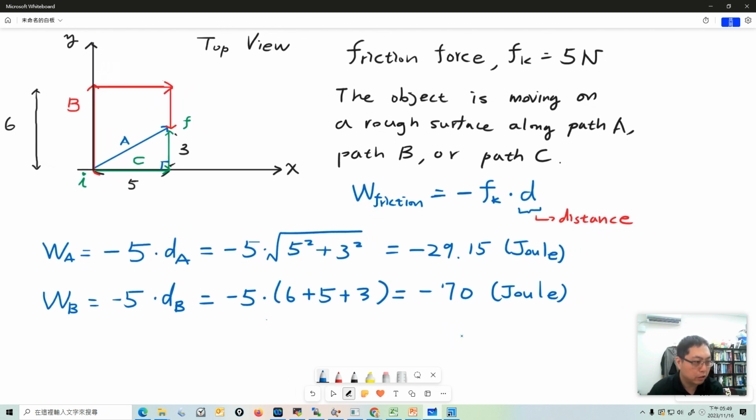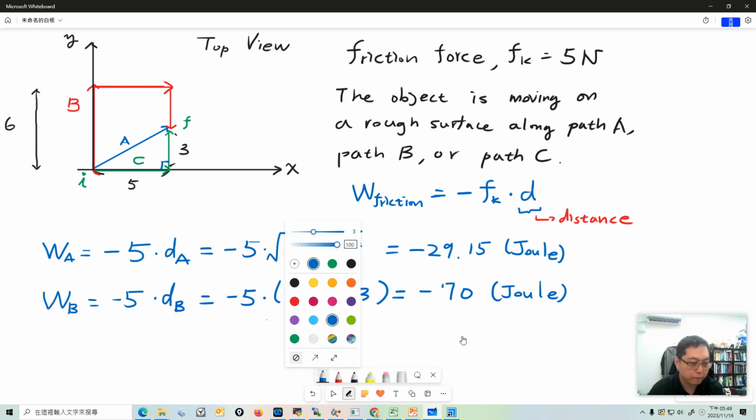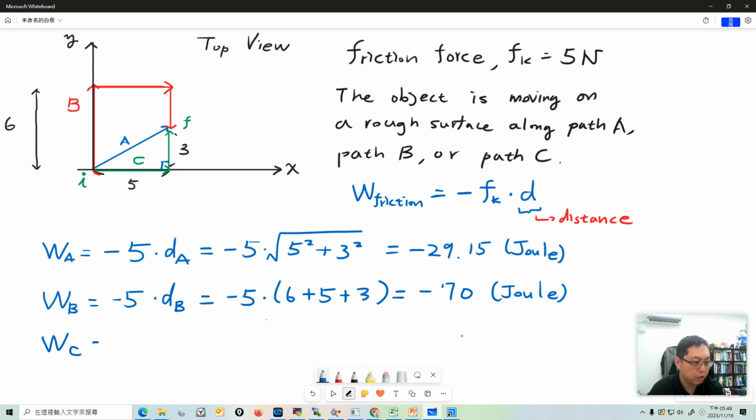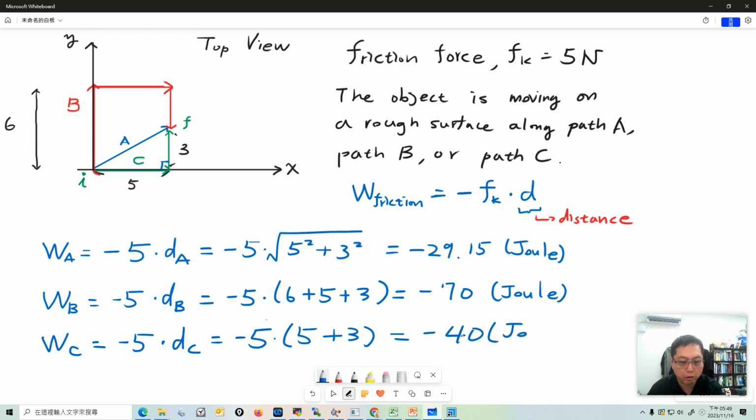Let's see path C. It's minus 5 times dc, which is 5 plus 3, so it's minus 40 joules. These three paths all share the same initial position and final position, but they are different paths. The work done by friction force on different paths has different values. So it's path dependent.